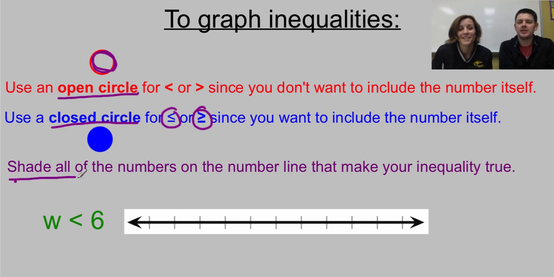And then your last step is you're going to shade in all of the numbers on the number line that would make your inequality true. Because remember, there's literally an infinite number of possibilities that would make each one of these inequalities true. So let's start with this first one.